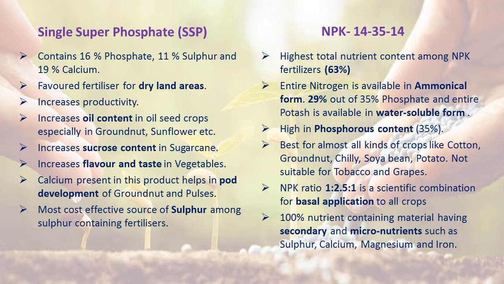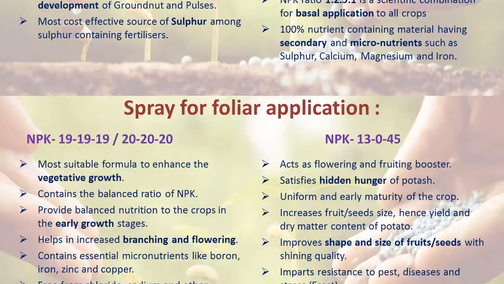But the most important point is that it is not suitable for tobacco and grapes. The NPK ratio is 1:2.5:1, and it is a combination that is good for basal application to all crops. It is a 100% nutrient containing material, having secondary and micronutrients like sulfur, calcium, magnesium, and iron.